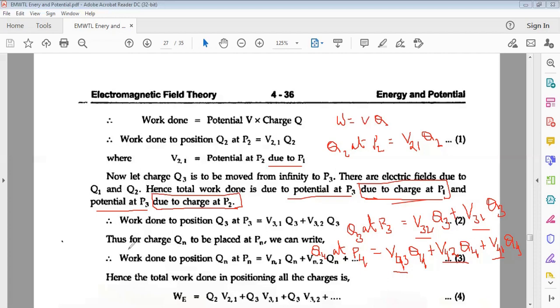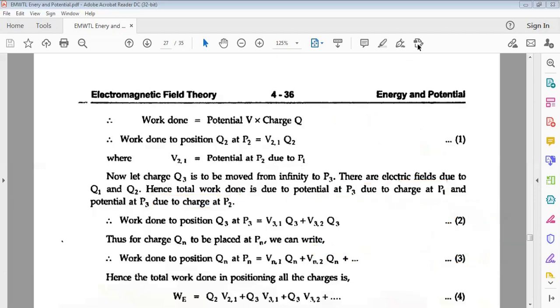Got it, students? Thus, for the charges Q1 through Qn placed at P1 through Pn, we can write it as P2, P3, P4, and so on. If it is Pn, the work done in placing Qn at Pn is Vn1 Qn, Vn2 Qn, Vn3 Qn, and so on.